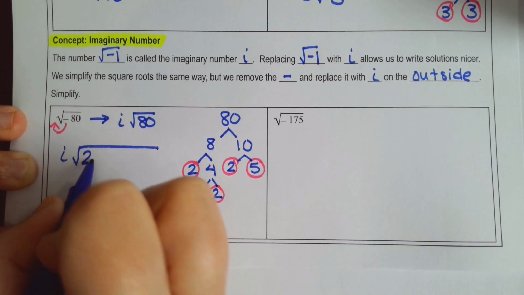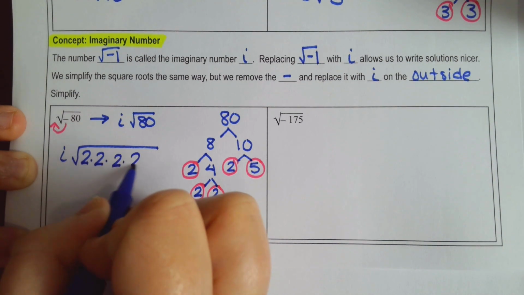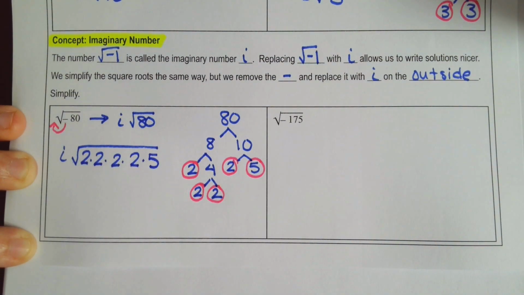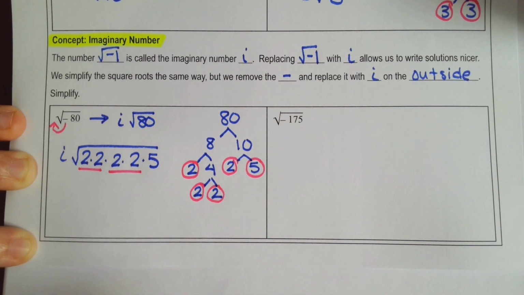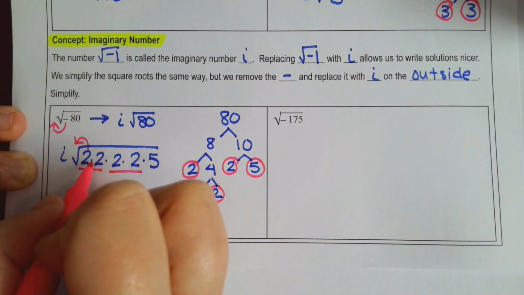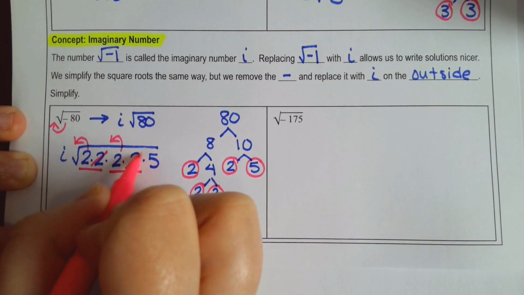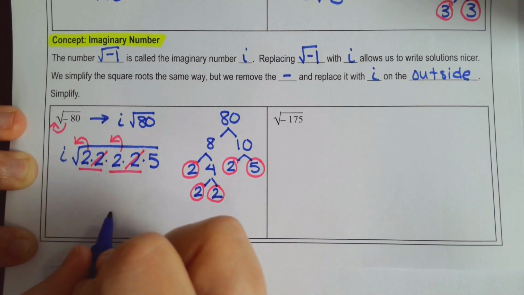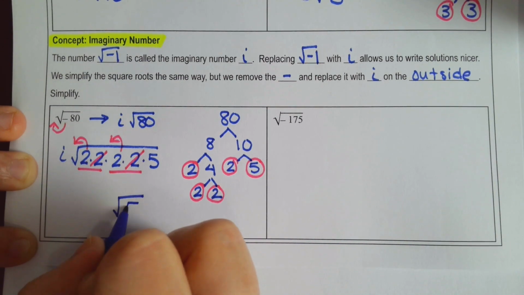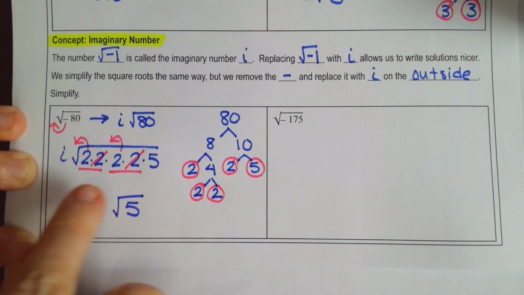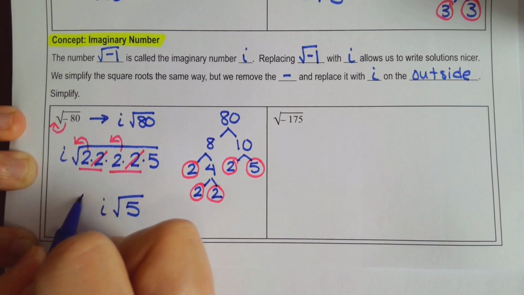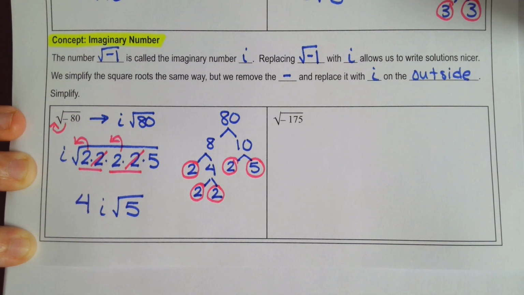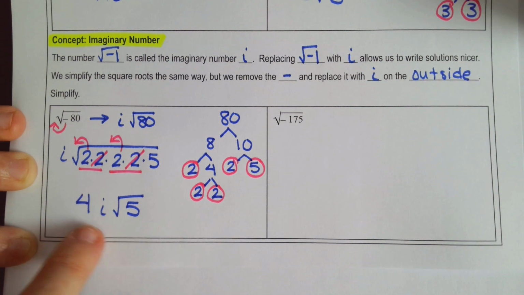So we have 2, 2, 2, 2, 5. We have one pair of 2s. We have a second pair of 2s. Keep 1, chuck 1. Keep 1, chuck 1. So as you can see, the only thing staying inside is a 5. And then coming to the outside with i are two 2s, which is 4. So the square root of -80 simplifies to 4i square root 5.